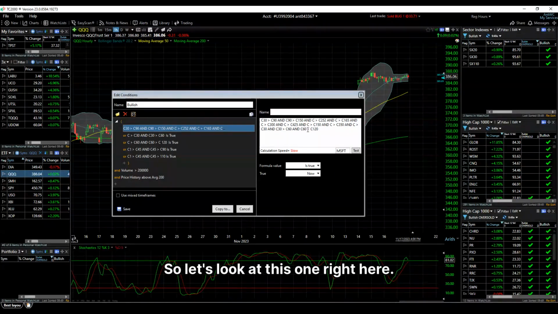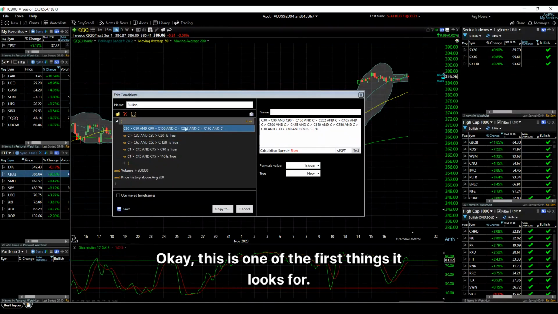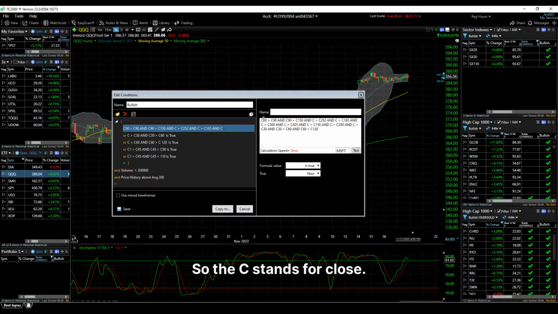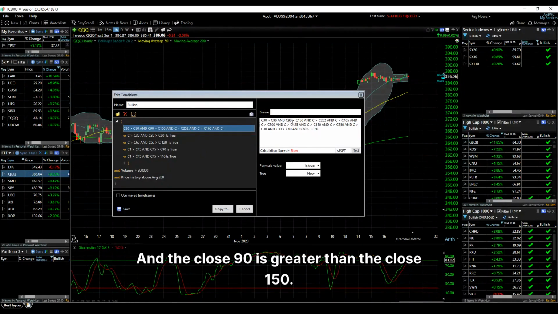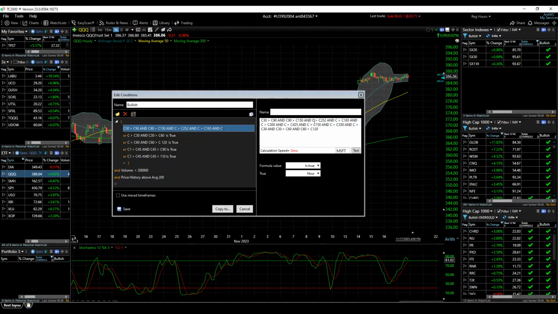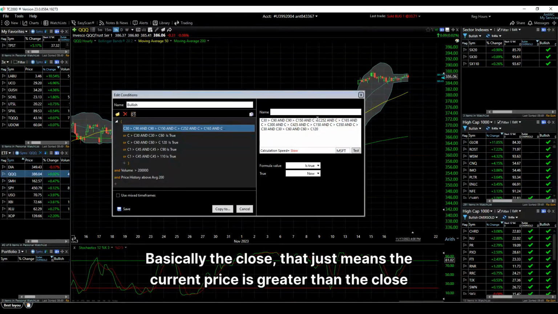So let's look at this one right here. And this is bullish in all my bullish scans. This is one of the first things it looks for. The C stands for close. So anytime you see this, the close 30 is greater than the close 90, and the close 90 is greater than the close 150. That's 150 bars ago, 90 bars ago, 30 bars ago. And close is greater than, basically it's almost a 52-week high. The close just means the current price is greater than the close 252 days ago.